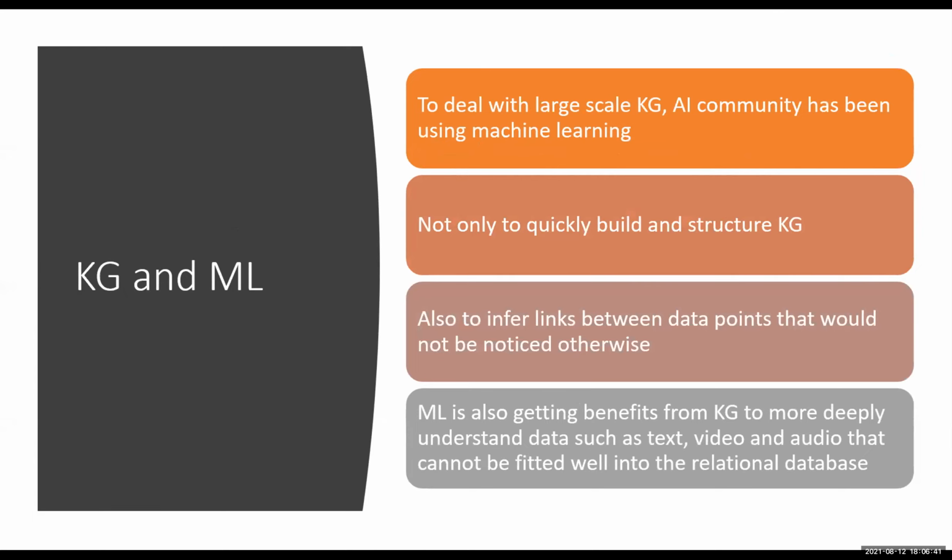To deal with the large-scale knowledge graphs, the AI community has been using machine learning not only to quickly build and structure knowledge graphs, but also to infer links between data points that would not be noticed otherwise. However, machine learning is also getting benefits from knowledge graphs to more deeply understand data such as text, video, and audio that cannot be fitted well into the relational database.